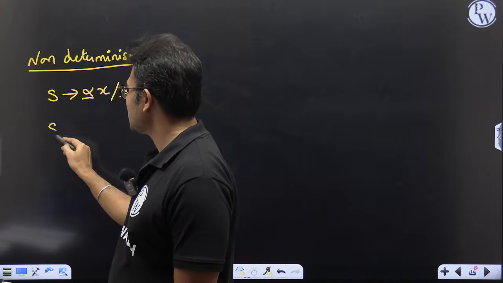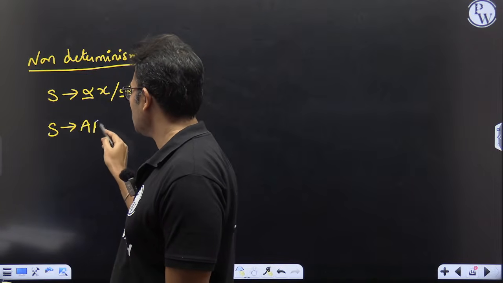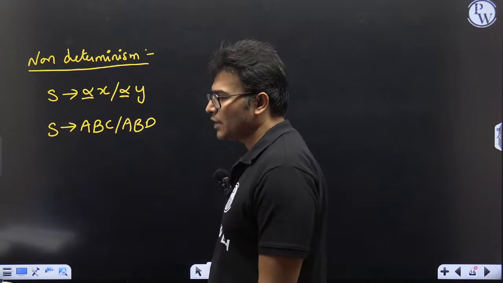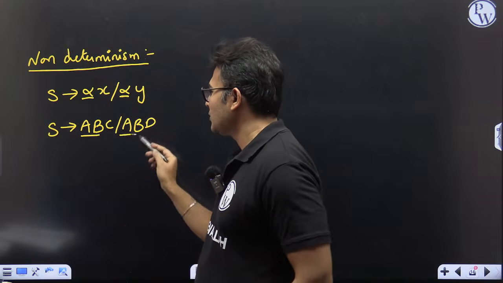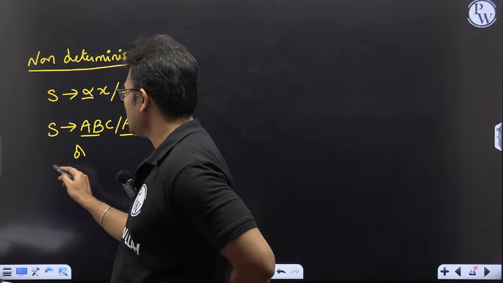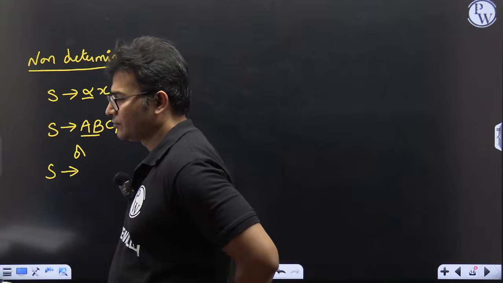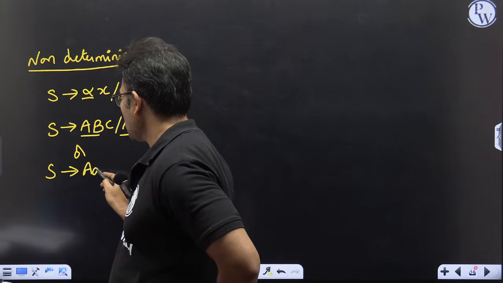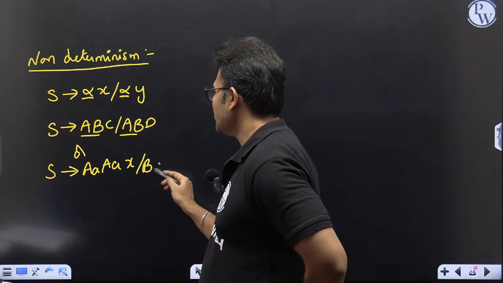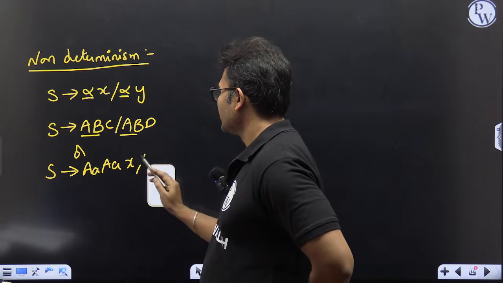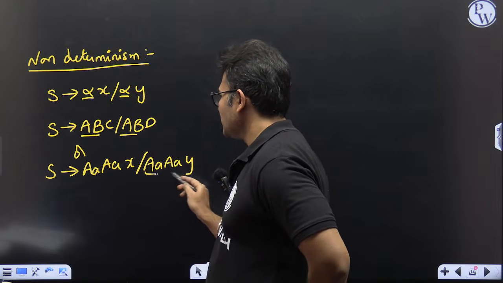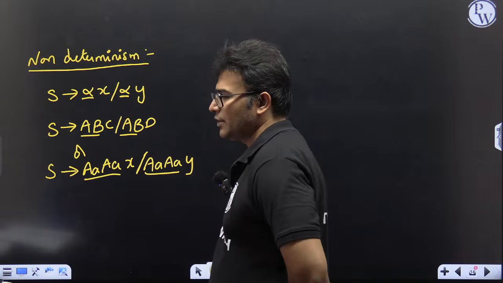Or if you see some grammar like this, S derives ABC or ABD, there is a common prefix. Or if you see a grammar like this, S derives AAX, or S derives BA, AAY. Now there is a common prefix, right?